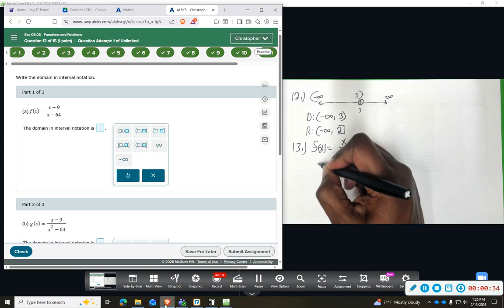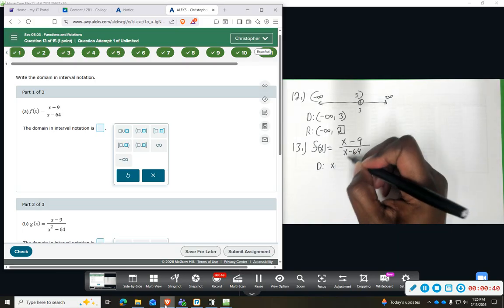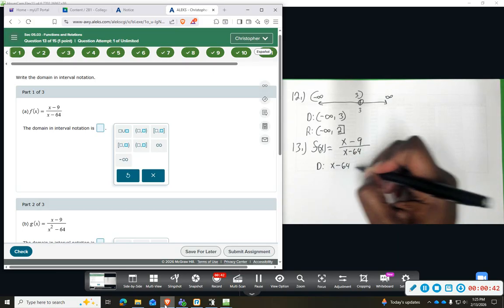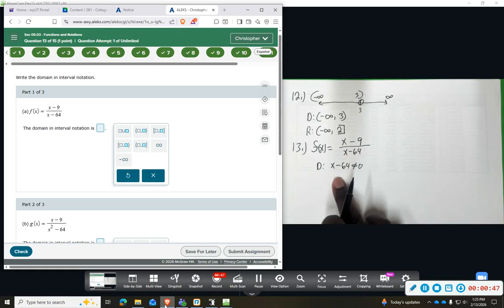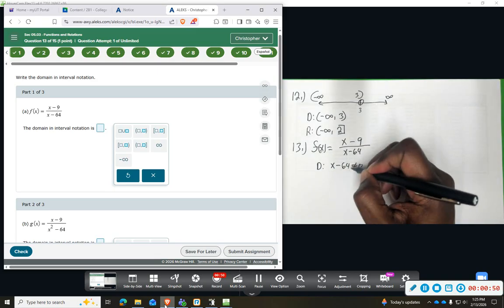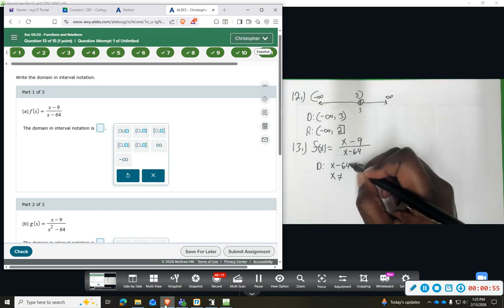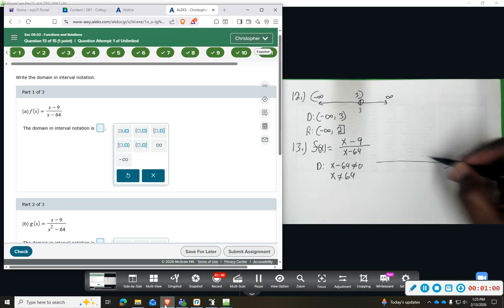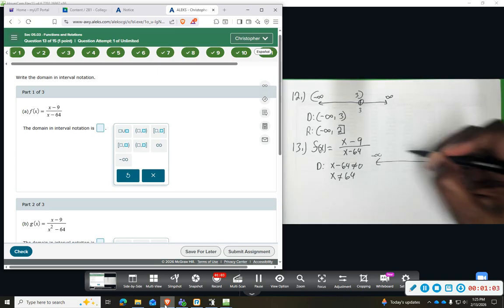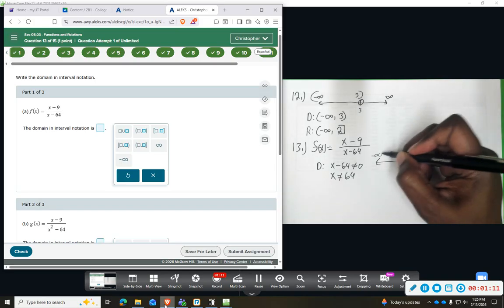So I'm going to start out with domain, and I'm going to say whatever's on the bottom, which is x minus 64, set it not equal to 0. So whatever's on the bottom, we cannot divide by 0. Start here. We're going to add 64, and so that gives us x cannot equal 64. So what that means, if I had a number line, and this goes from negative infinity to positive infinity, the number 64, let's say it's over here, would be removed. So I would have a gap in my number line.